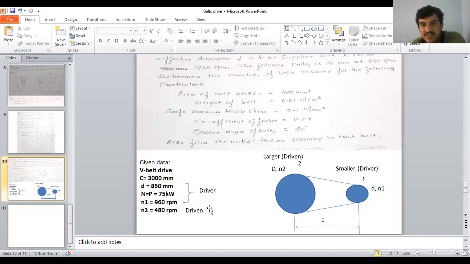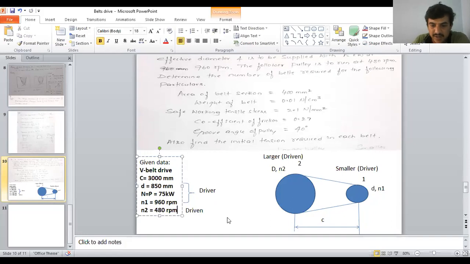Determine the number of belts required for the following particulars. Number of belts is represented as i. i is equal to how much? Next, the area of the belt section, that we represent as capital A, right? That is equal to how much? 400 mm squared. Just 1 minute.